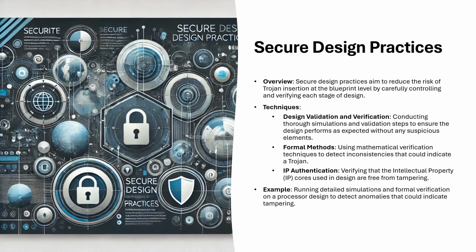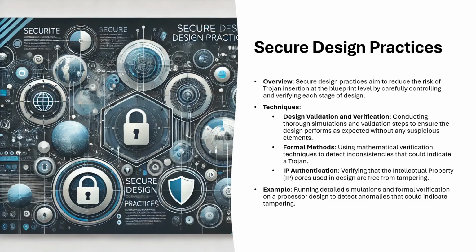First and foremost approach is to follow secure design practices. Yes, we should have secure design practices in place to reduce the Trojan injection risk at the blueprint level itself. We can go ahead with careful verification techniques and careful control methods at each stage of design, and we can ensure we have safe systems in place. We can have design validation and verification as the first point, where we conduct thorough simulation and validation steps to ensure the design performs as expected without any element of suspicion.